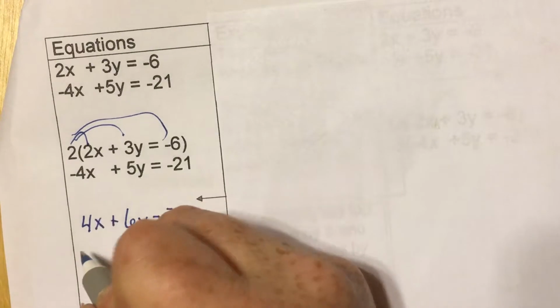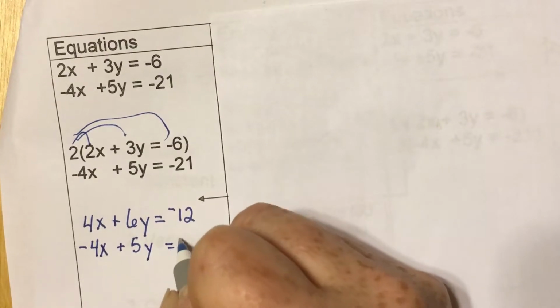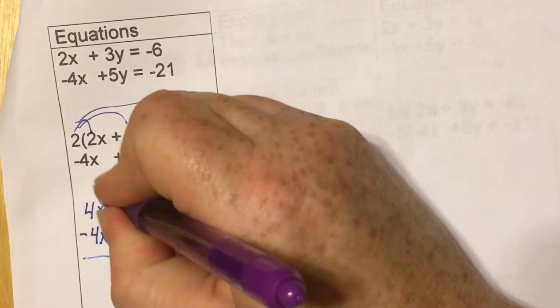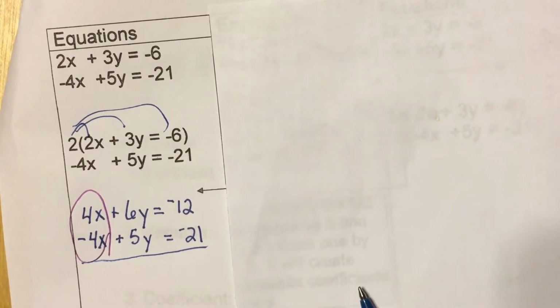All right. Now, I still have the second equation, which was negative 4x plus 5y equals negative 21. And now we can add them, because look at that cool thing I created. I created the opposite coefficients that I wanted.